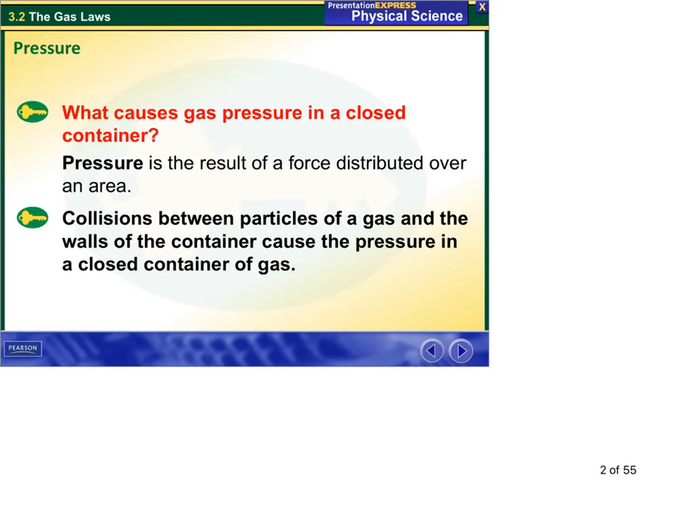Students, we're here again today for section 3.2, the gas laws. First key question: what causes gas pressure in a closed container? Our answer: collisions between particles of a gas and the walls of the container cause the pressure in a container of gas. And we have a definition for pressure: the result of a force distributed over an area.